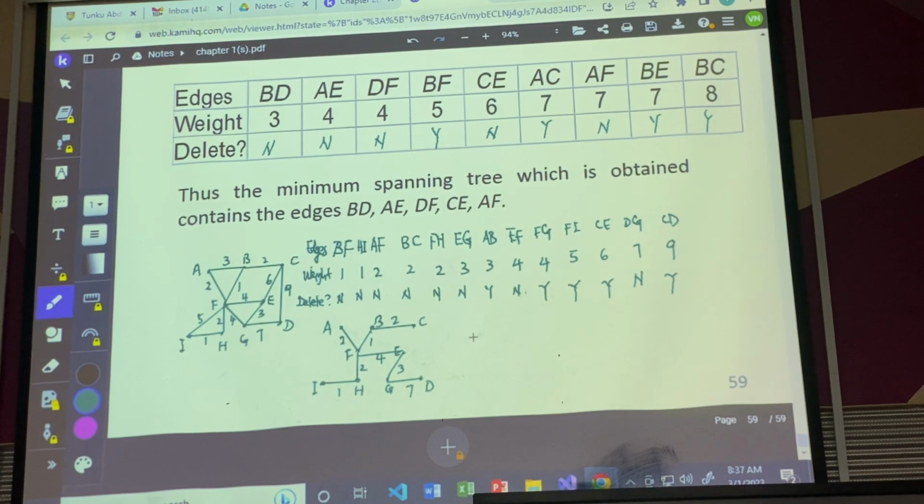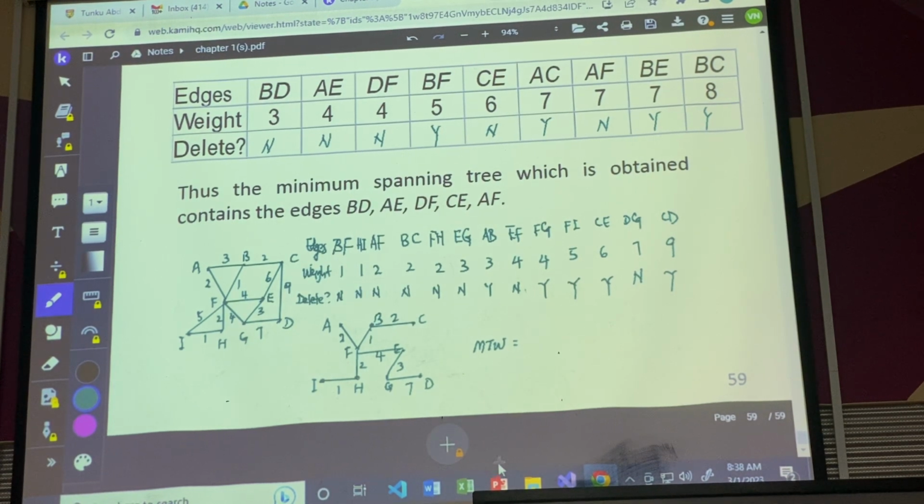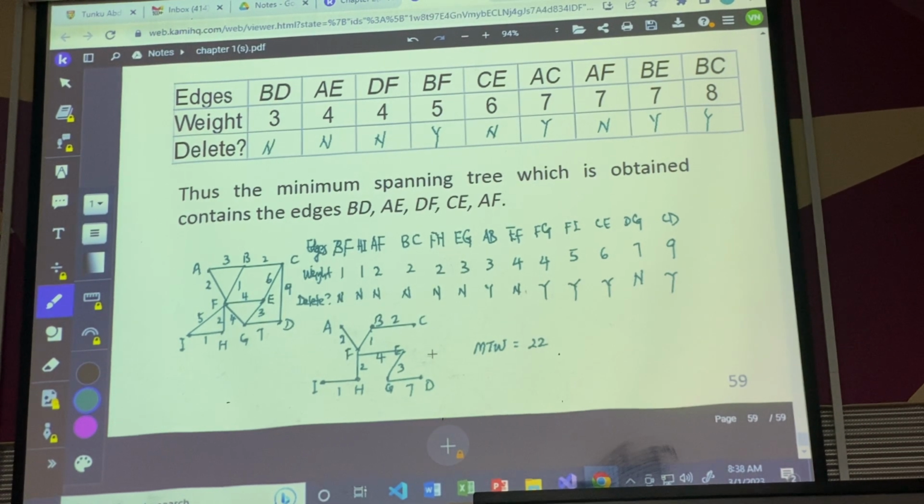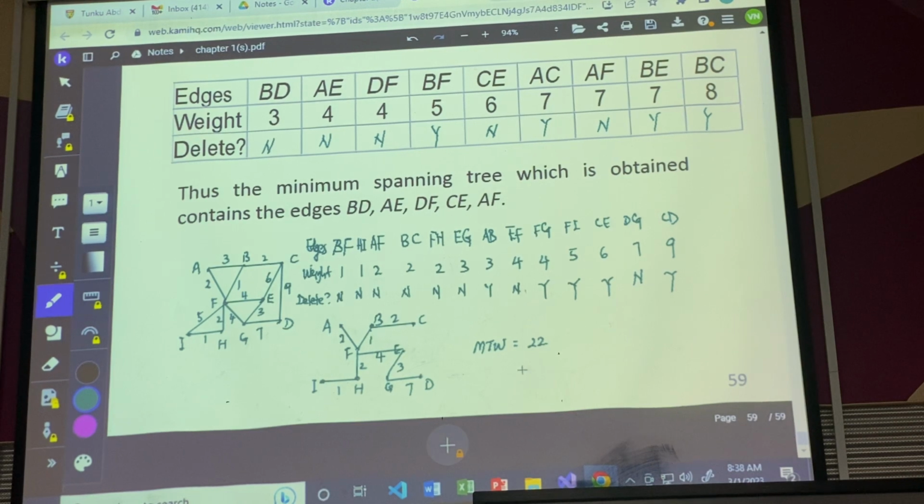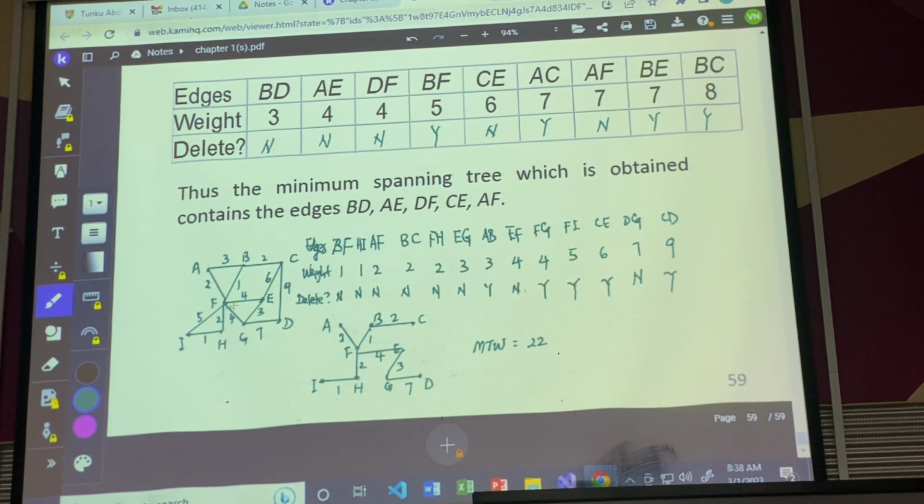So what is the minimum total weight? 22. Okay, you should get the same answer also. Even if your diagram here is different, if you still get 22, then correct, because that is of the alternative edges.